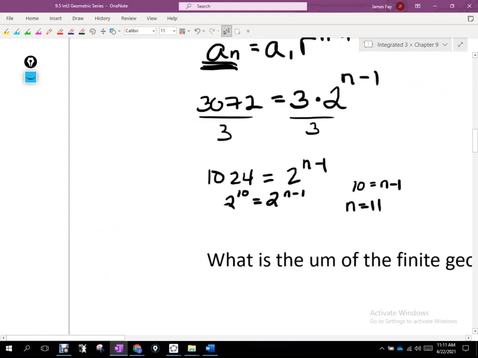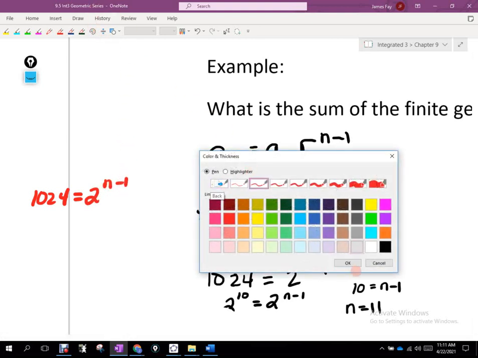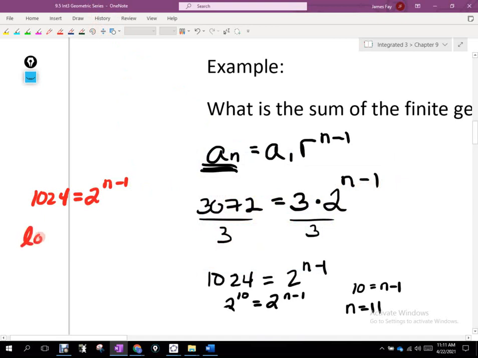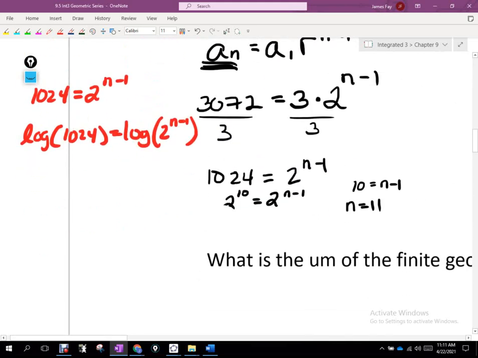is with that 1024, when we had 1024 equals 2 to the n minus 1, do you guys remember taking the logarithm? Take the log of 1024 and take the log of 2 to the n minus 1. Does anybody remember what happens when we take the logarithm over here with this exponent? Where's that exponent go? In front. So we get n minus 1 times log of 2 equals log of 1024.